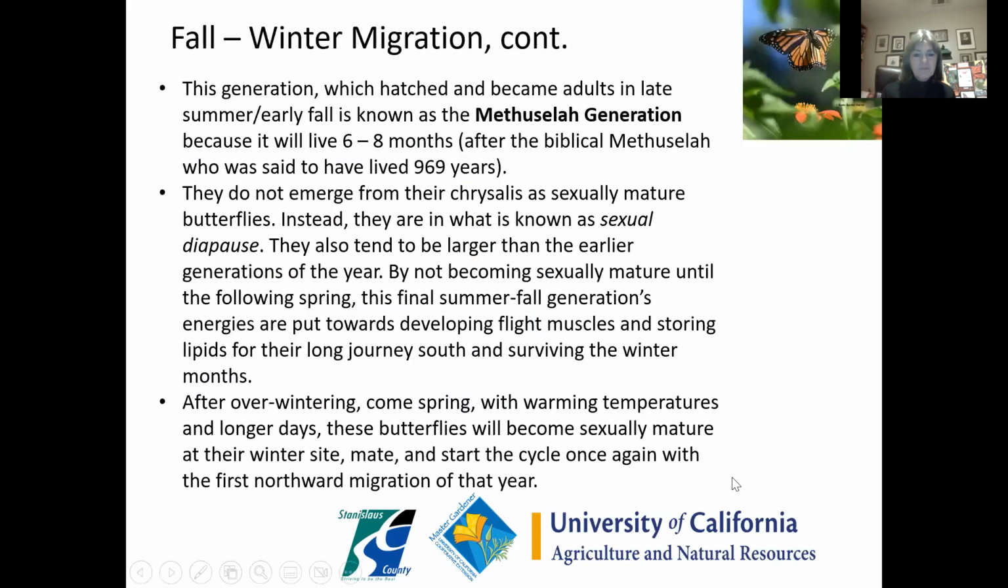So the Methuselah generation lives about 6 to 8 months, which is quite long, just like we had one person in the Bible who lived to be quite old, Methuselah. He's named after that. So they do not emerge from their chrysalis as mature butterflies.